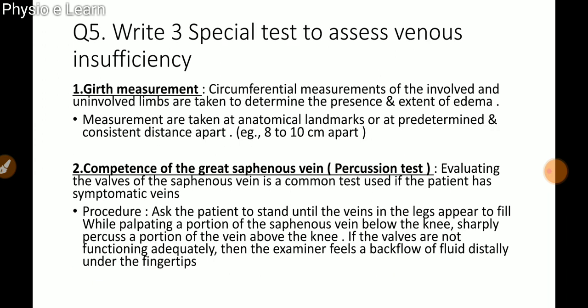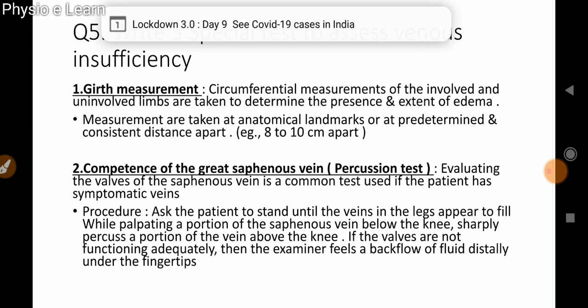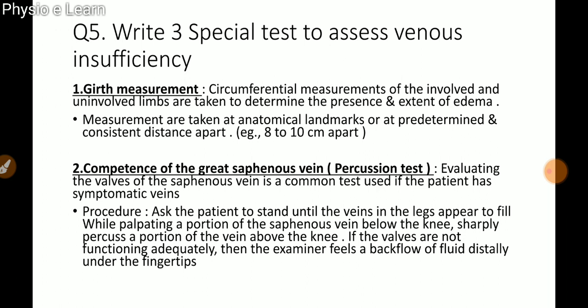Write 3 special tests to assess venous insufficiency. The first is girth measurement. In girth measurement, we take circumferential measurements of the involved and the uninvolved limbs to determine the presence and the extent of edema. I repeat, in girth measurement, circumferential measurements of the involved and the uninvolved limbs are taken to determine the presence and the extent of edema.